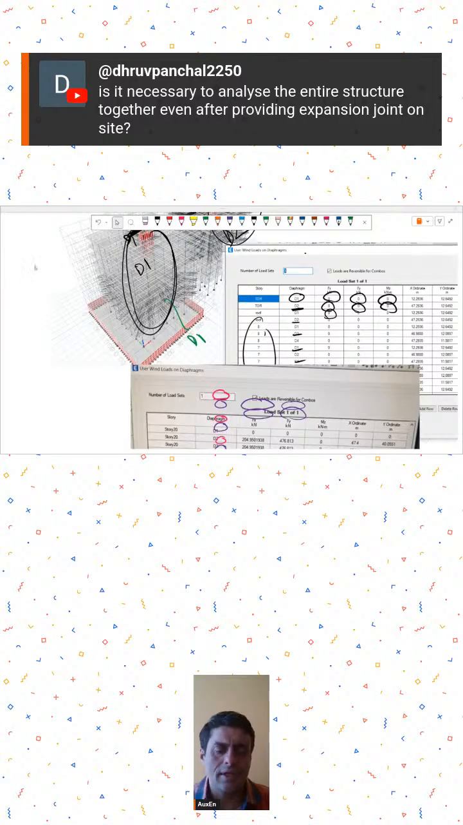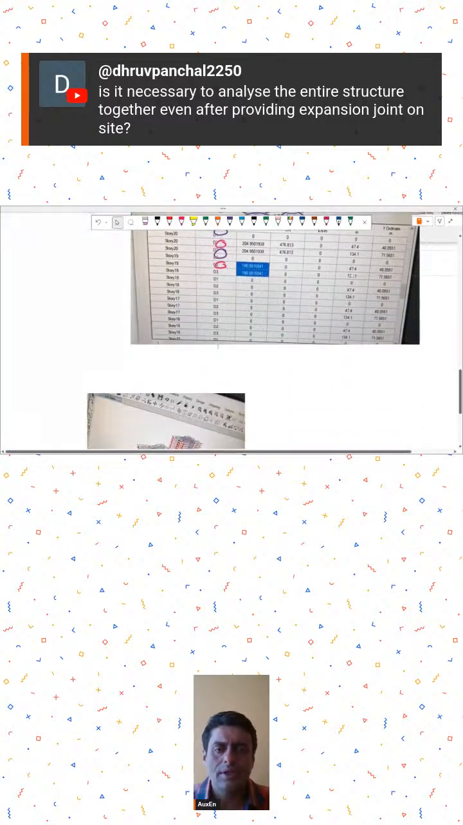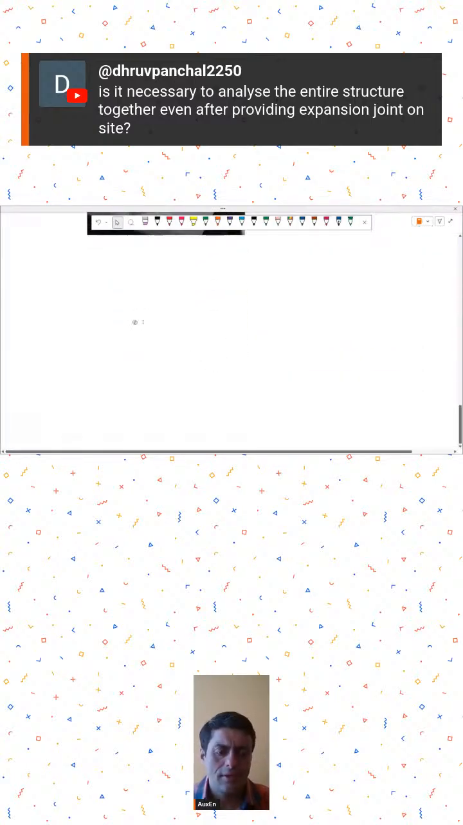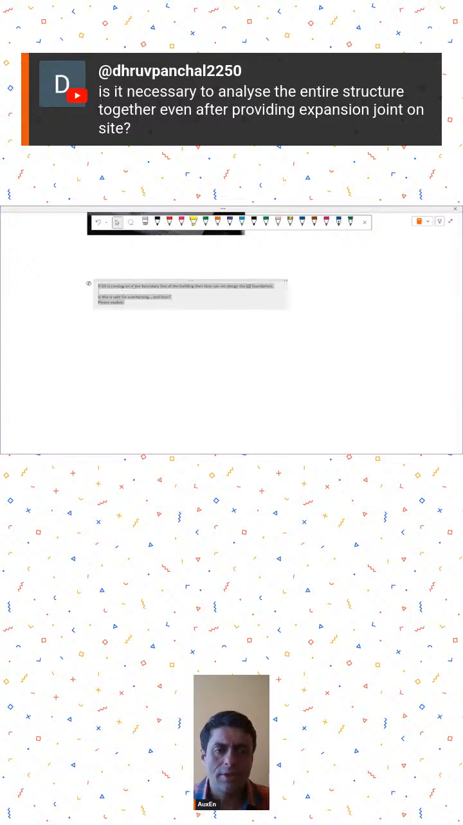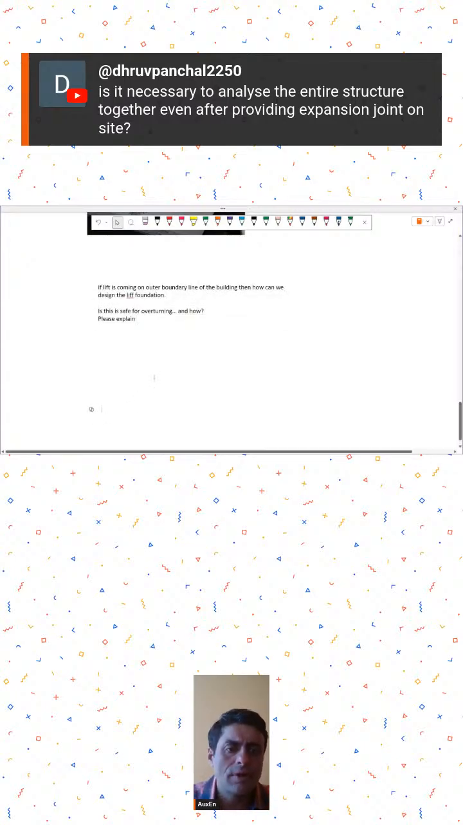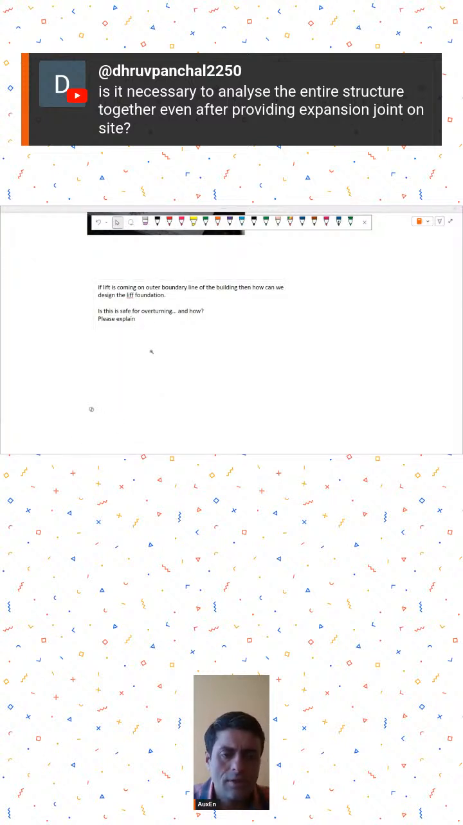So they are detached. This question we are taking assuming that podium and towers are attached, and you want to see the complete behavior of podium and towers together. So that is what we are explaining right now. If you have provided an expansion joint, then they are detached. You need not take them together.